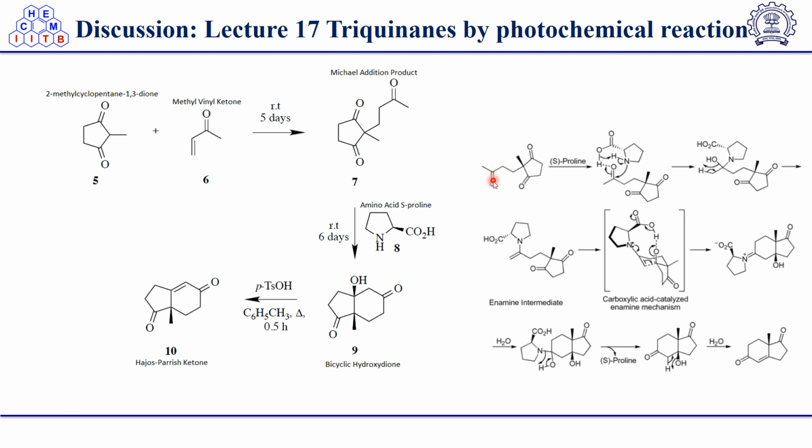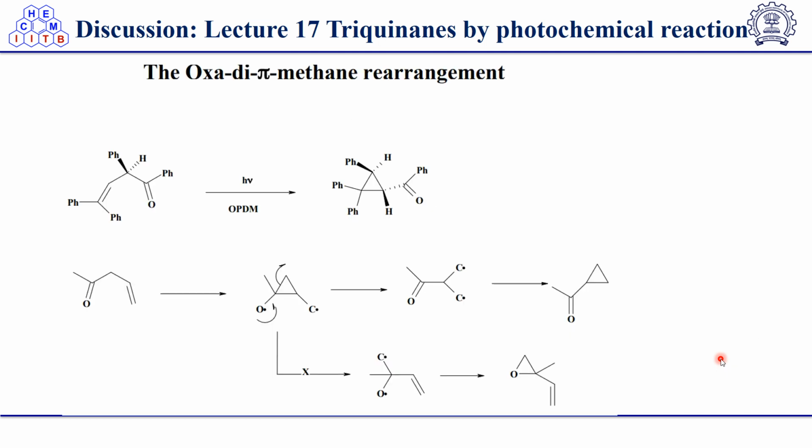So here, corresponding to this first enamine, the enamine formation will take place, and then cyclization will give this compound, followed by dehydration, which will give us the Hajos-Parrish ketone. Then the next reaction which we mentioned was the oxa-di-pi-methane rearrangement.